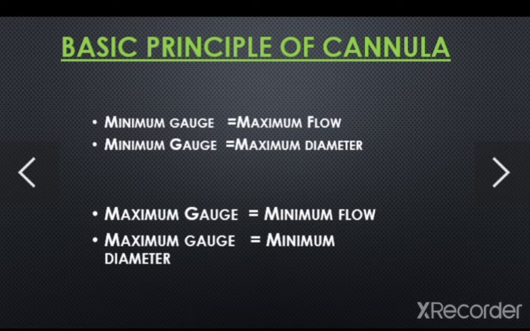And next is the reverse of this, meaning the maximum gauge. The cannula, for example the purple cannula which has 26 gauge, means the gauge is higher and the flow rate is minimum, meaning the flow rate is less. So the purple 26 gauge cannula has the lower flow rate, and with the maximum gauge comes the minimum diameter, meaning the diameter is less.